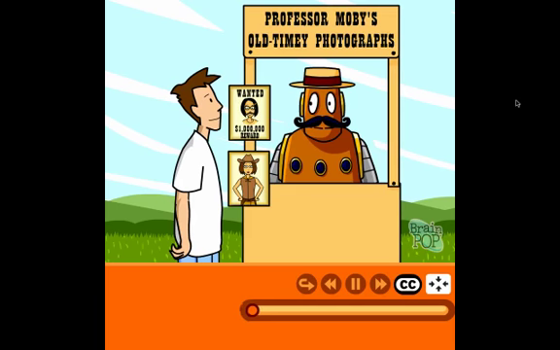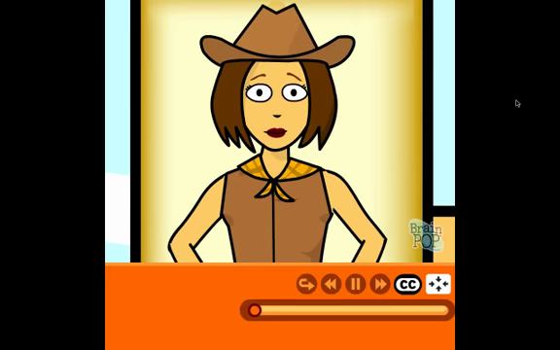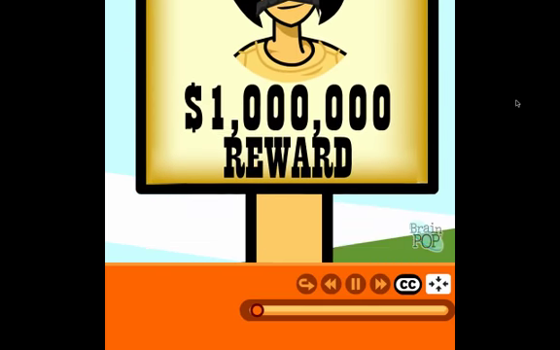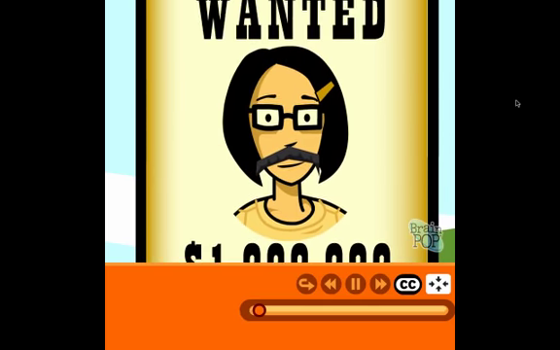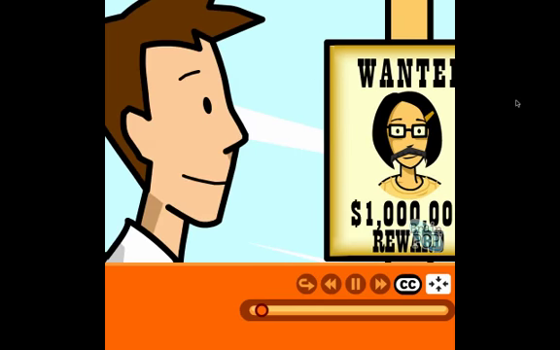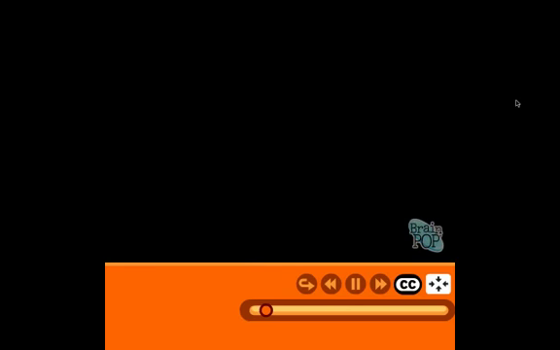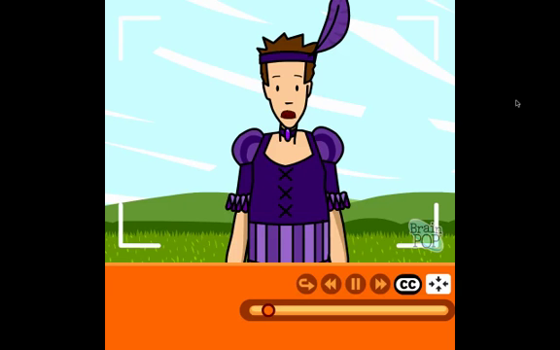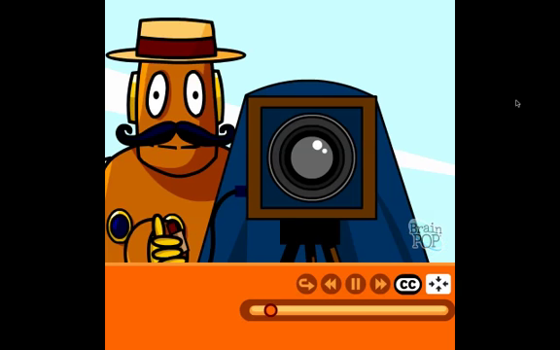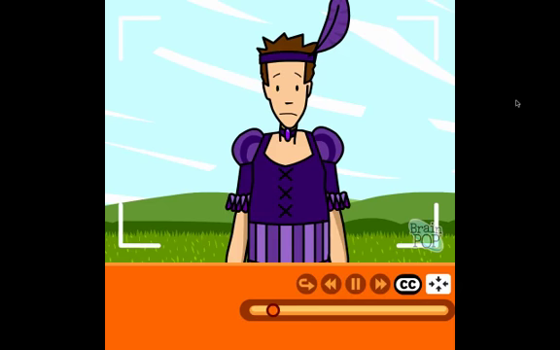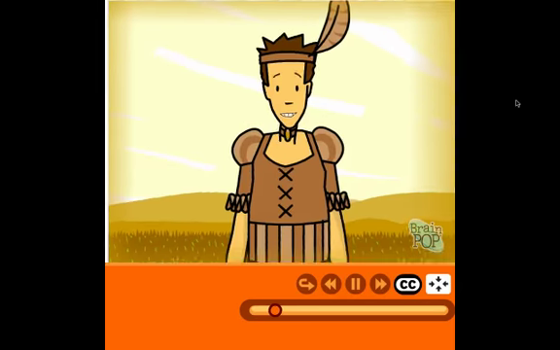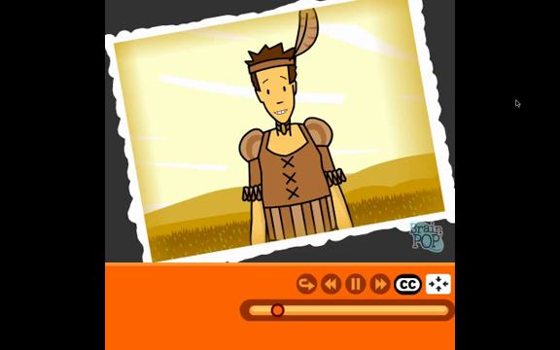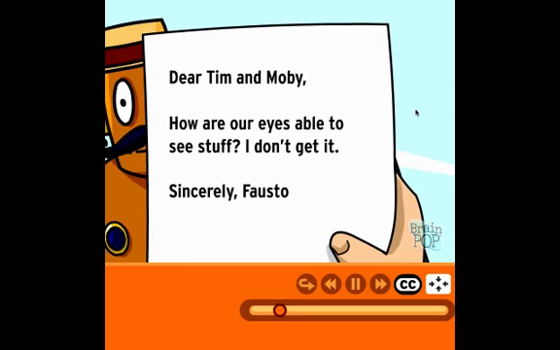Ooh, old-timey photographs. How much? $5. Well, you got it. I don't believe this is the only costume you had left. Dear Tim and Moby, how are our eyes able to see stuff? I don't get it. Sincerely, Fausto.